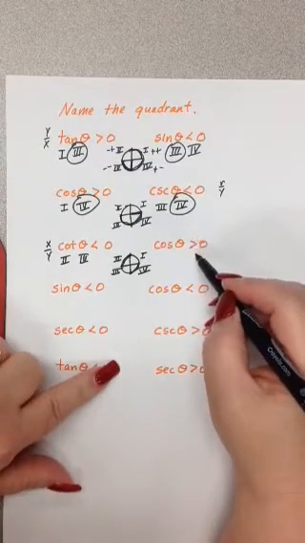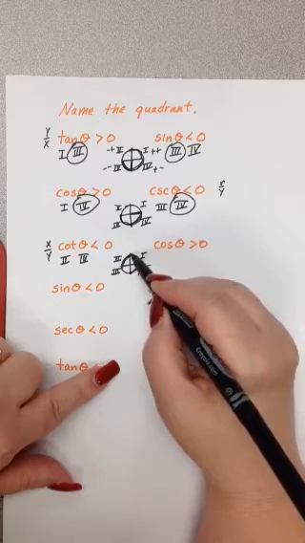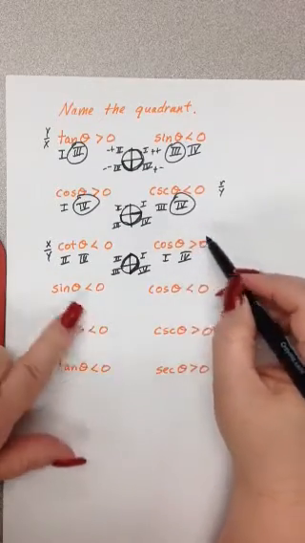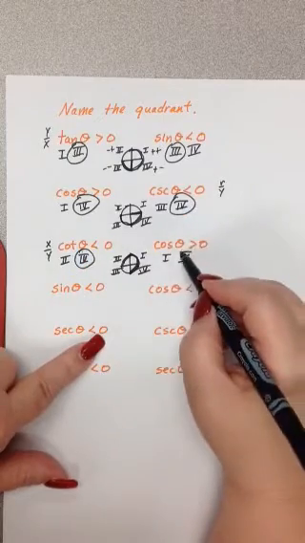Cosine is x over r, so it's going to be greater than 0 where x's are positive, and that's in quadrants 1 and 4. So it looks like the overlap is quadrant 4.